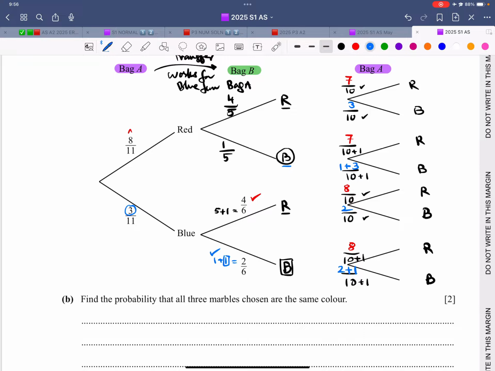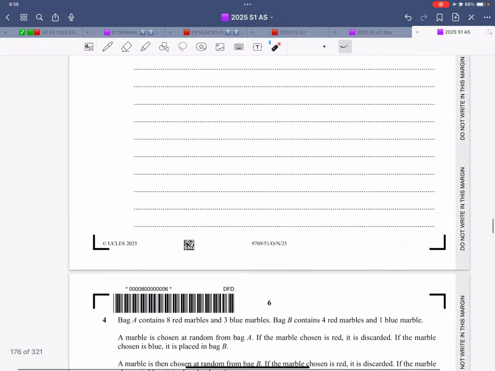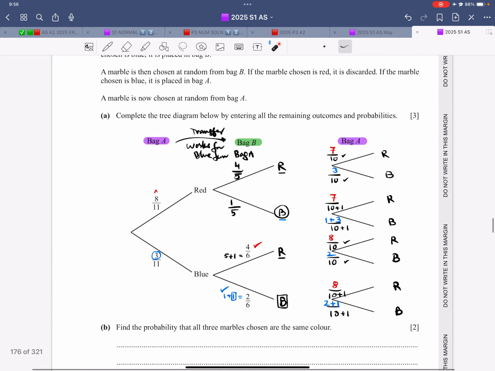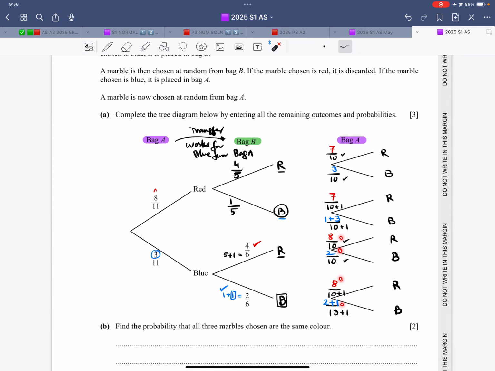So let's double check. This is 7 over 10. This is 3 over 10. My bad. This is 7 and this is 3, I think. Yes. This is 7 and this is 1 plus 3. This is 8. This is 2. This is 8. This is 3. So all good, all clear. Let's double check. I have done it over here. This is 7, 3, 7, 4, 8, 2, 8, 3. 8, 2, 8, 3, 7, 4.